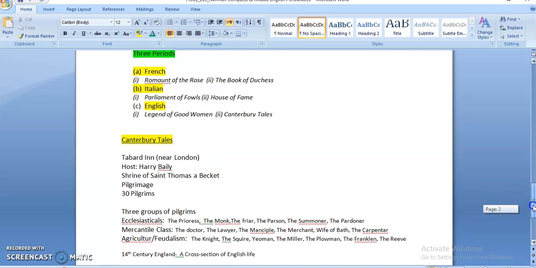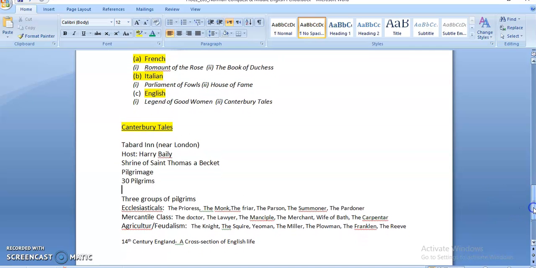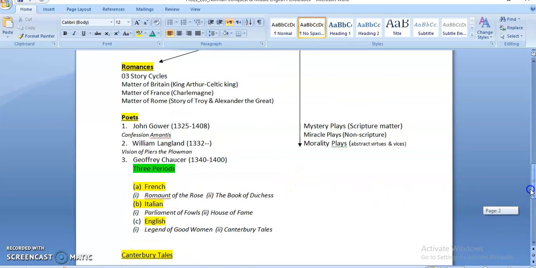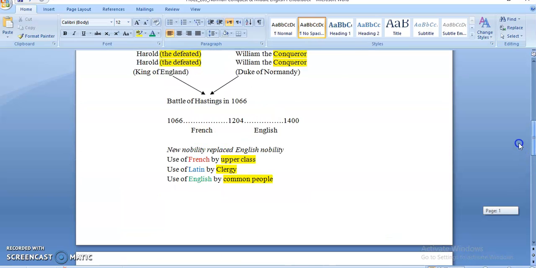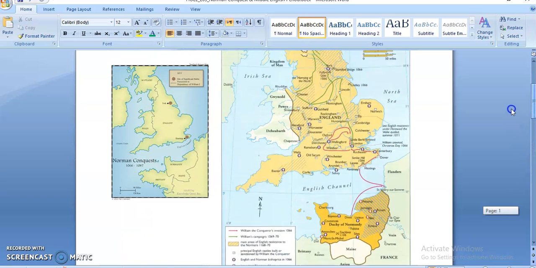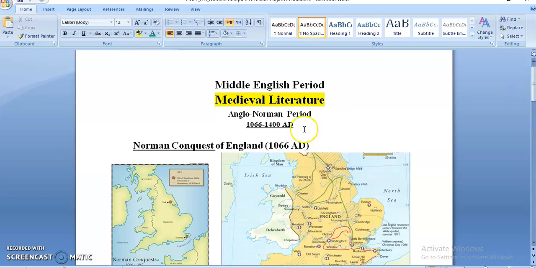I'll soon discuss Geoffrey Chaucer in a complete lecture, but here I just wanted to give an overview of the Norman Conquest and the literature created after the Norman Conquest in England. As a starter or warm-up, you must know that the Middle English period is also known as medieval literature or the Anglo-Norman period, and this roughly starts from 1066 up to 1400.